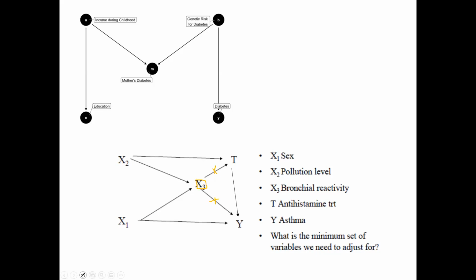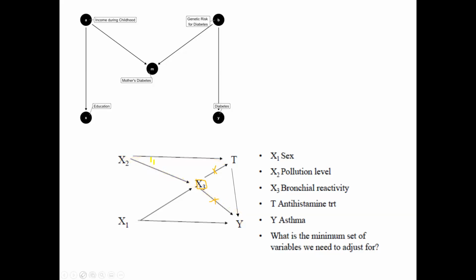Then I have the second path, which is T, X2, X3, Y. This path, this road if you want, is a backdoor path. I need to adjust on one variable in this path. I already adjusted on X3, so we're good. I don't need to do anything else. So this path is also blocked.